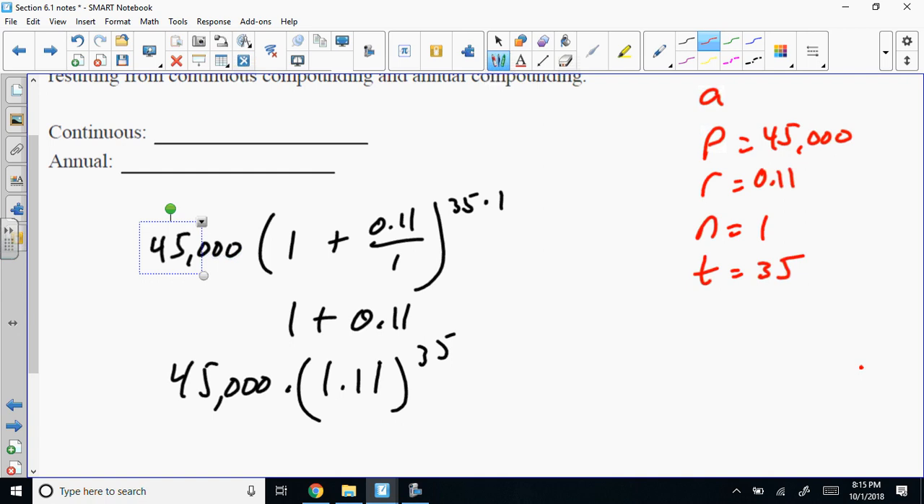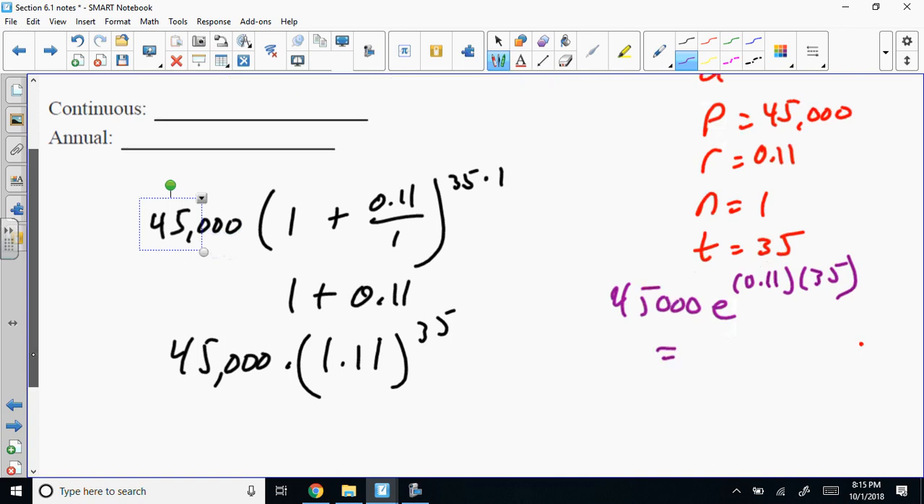Okay. Look at this. Is this yours? Okay. All right. So I need a total for that. Then continuous is just what? Let's see. That would be 45,000 e to the 0.11 times 35, right? So I'll need two totals. Let's see who makes the most money. Which way?